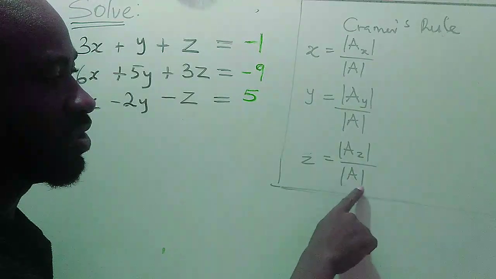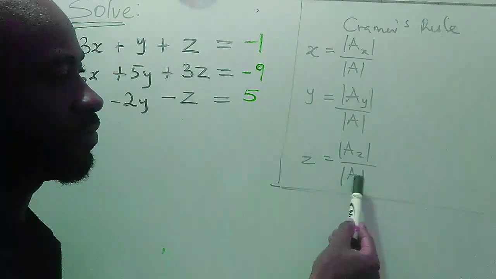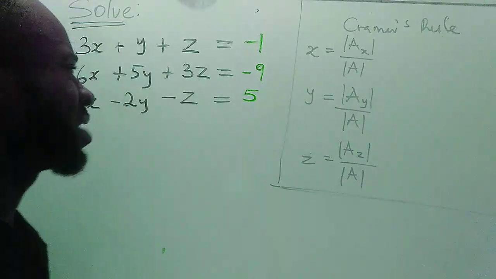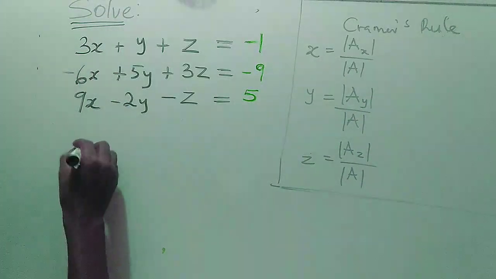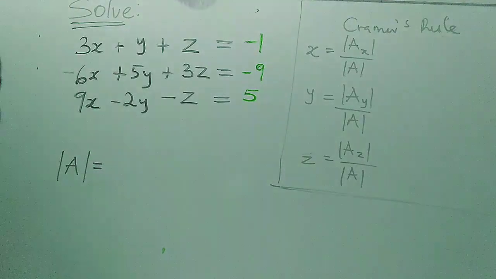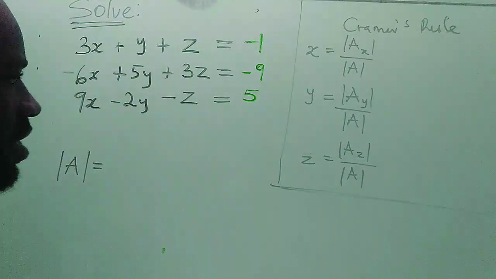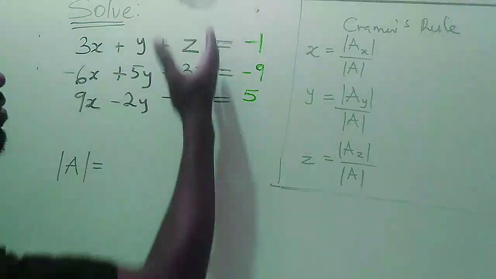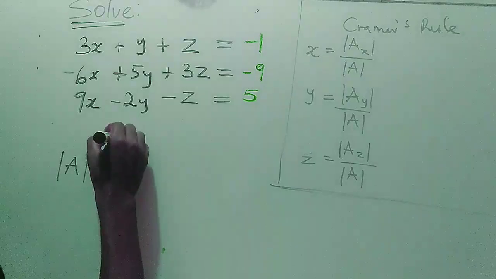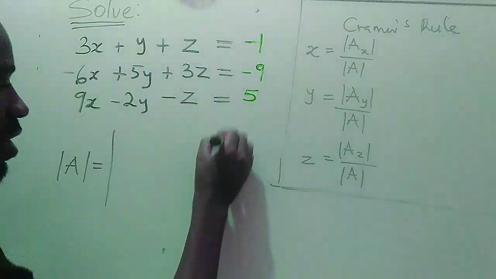Let's start with this common one, the denominator. You can see we have determinant of A. So let's start. What does determinant of A really mean, or what does it stand for? Now, this is what your determinant of A stands for. It is all the coefficients of the variables. So the determinant of these coefficients, that is our A.